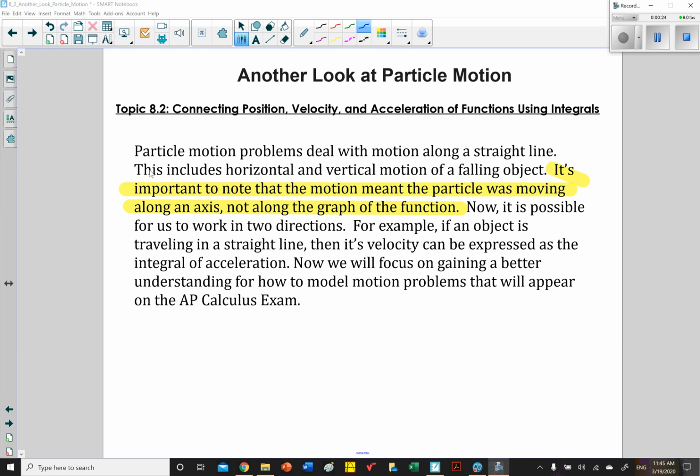One important thing we want to recognize is that motion meant a particle moved in a straight line, but it was moving on an axis, not along the graph of the function. And now we're going to see it's possible for us to work in both directions. Here's an example. If an object is traveling in a straight line, then its velocity can be expressed as the integral of acceleration.